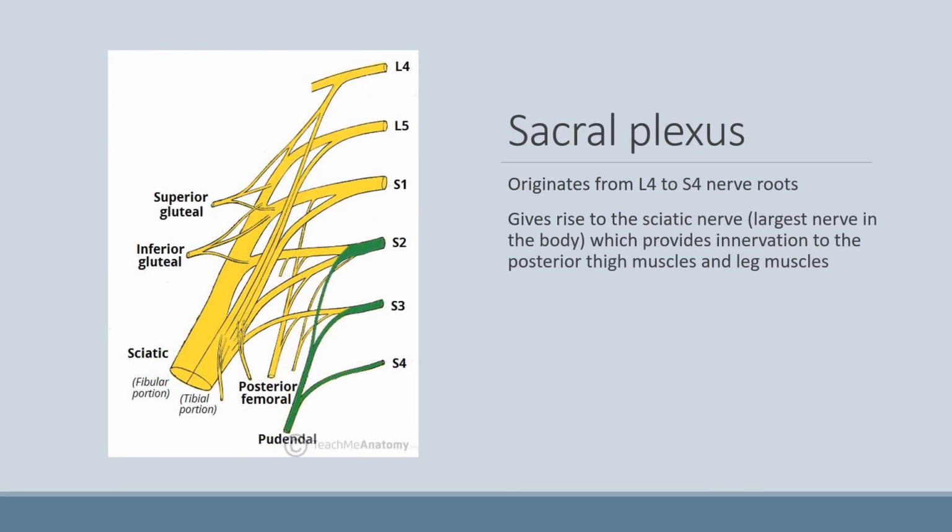You also have the sacral plexus, which originates from L4 to S4 nerve roots, and it gives rise to the sciatic nerve, which is the largest nerve in the body, which provides innervation to the posterior thigh muscles and leg muscles. So it provides innervation to the hamstrings and to all the muscles in the leg below the knee.